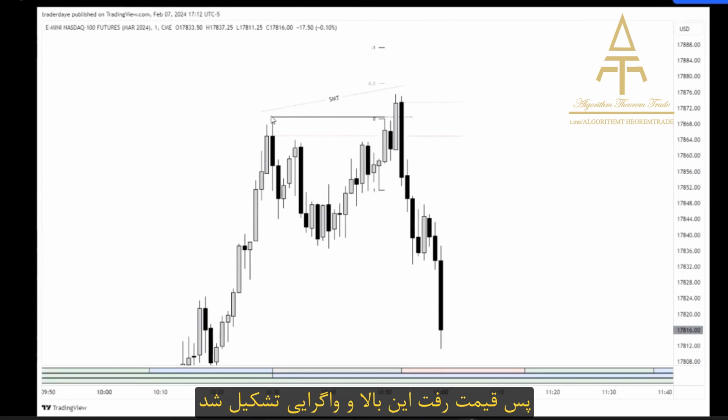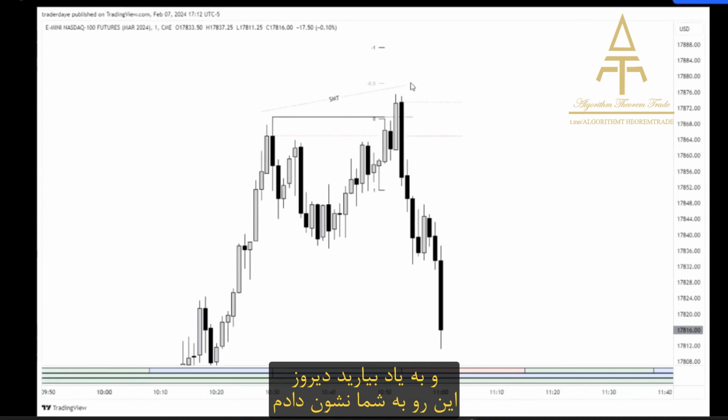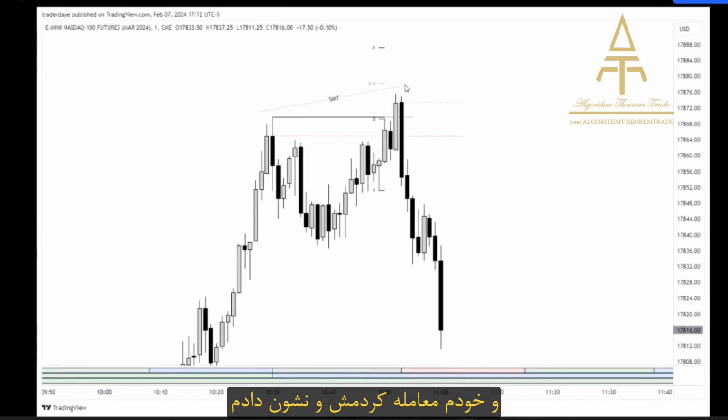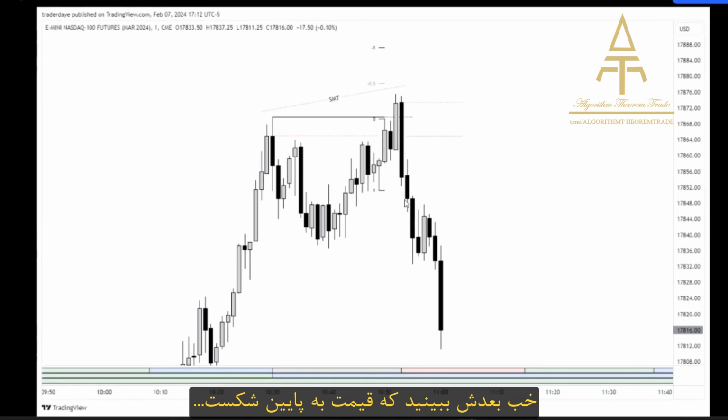So we had price run above here, SMT. You remember you could use 0.5 if you're cheeky. I said that in the first example that I showed. Remember, guys, I recorded this today. I traded it. Then I come and I show it to you. Right? Then we had price breakdown.